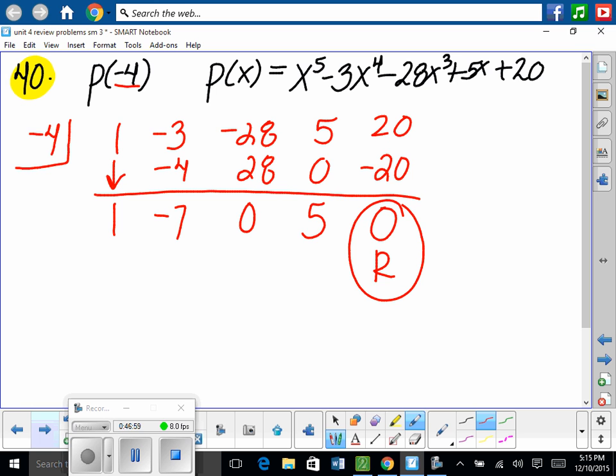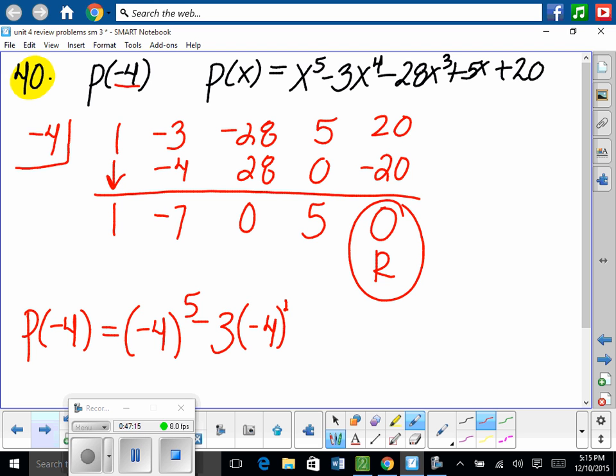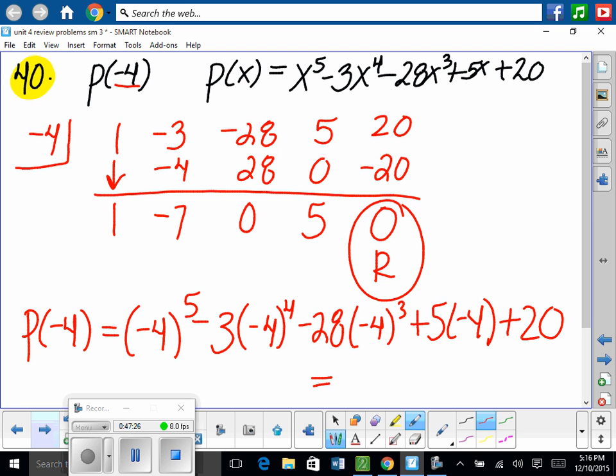So now that could be true. Whatever your remainder is, better be the same as when you plug that value in. So p of negative 4 is equal to negative 4 to the 5th minus 3 times negative 4 to the 4th minus 28 times negative 4 to the 3rd plus 5 times negative 4 plus 20. If you type that whole thing into your calculator, you get it's equal to 0. So really with this one, you're just verifying that you've done this correctly. So we're evaluating this. This is our remainder. Our remainder happened to be 0 in this one.